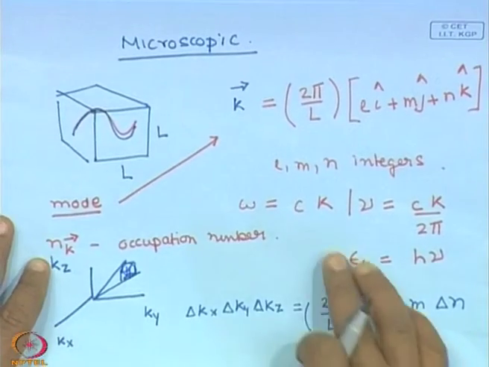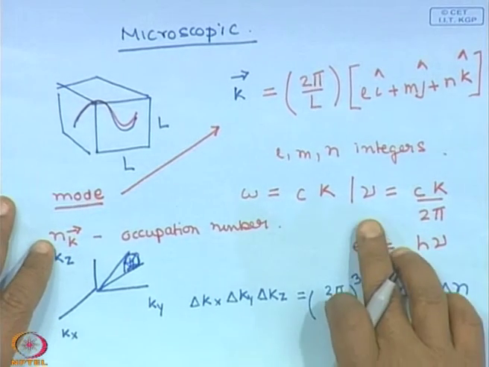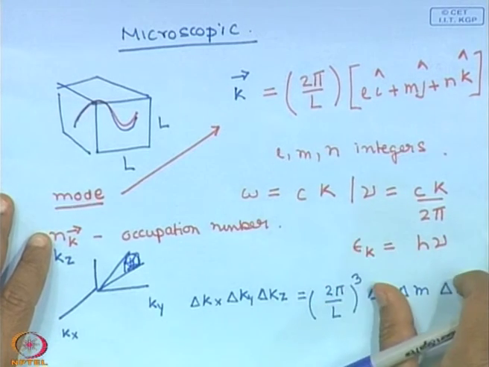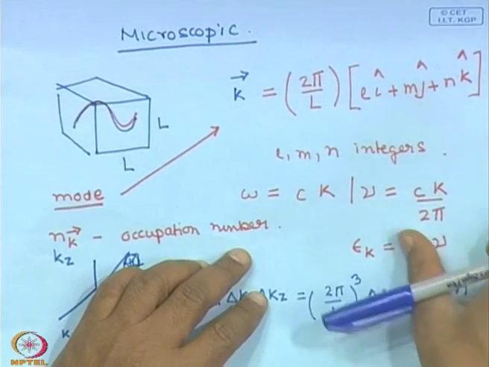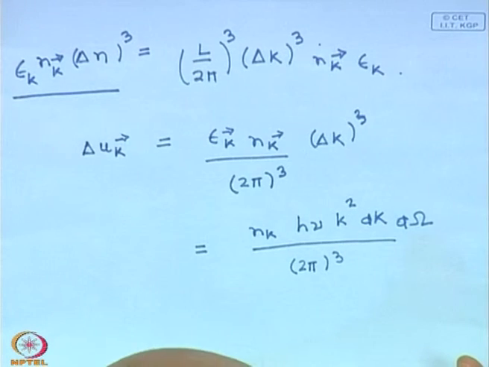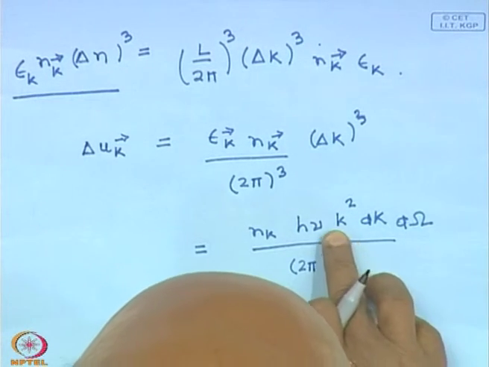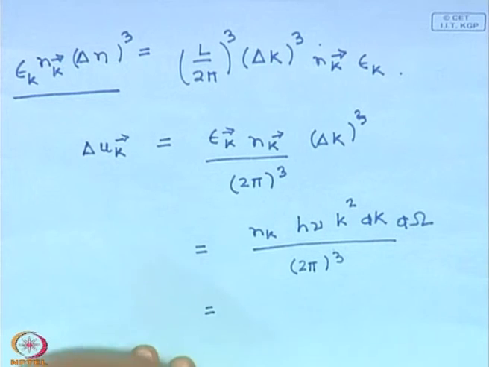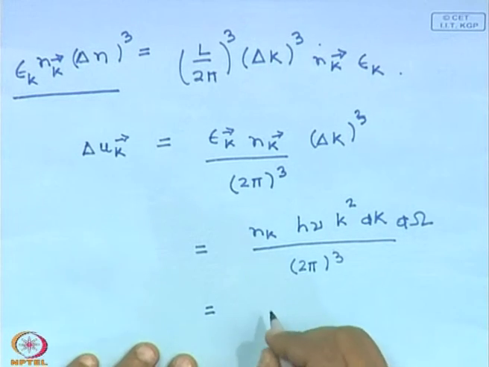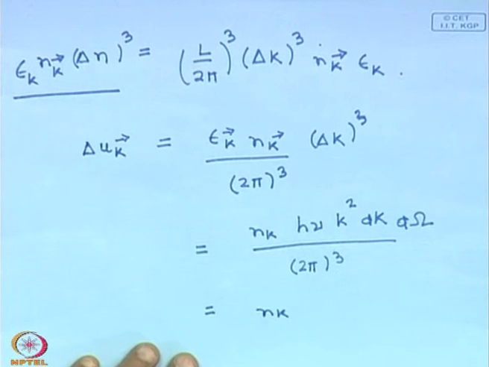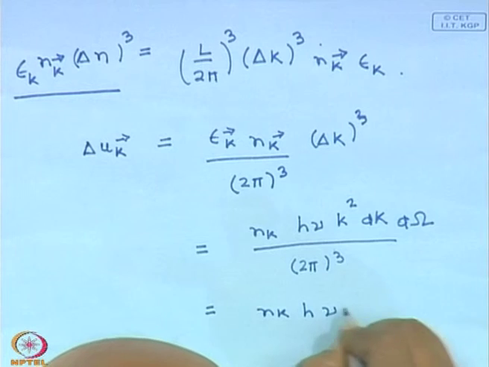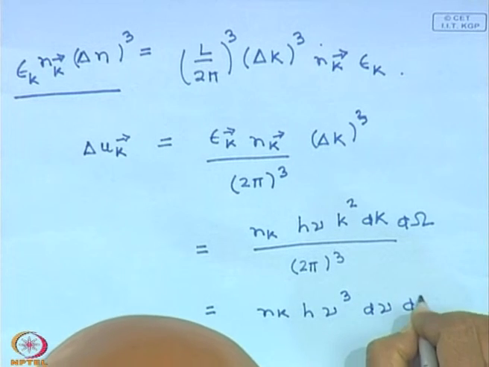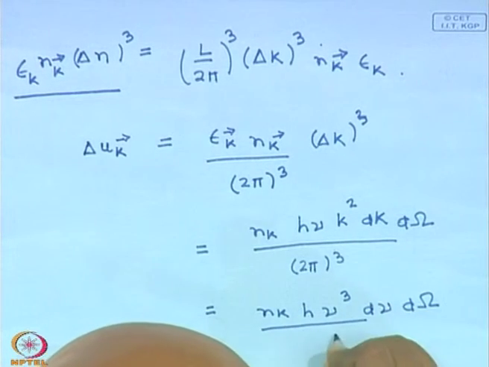Okay. Now, we want to write everything in terms of frequency. So, let me write it in terms of frequency. I can replace k by 2 pi nu by c. So, if I do that, I will have 2 pi cube coming from this. So, that is gone, and so this will become the occupation number into h nu cube d nu d omega by c cube.